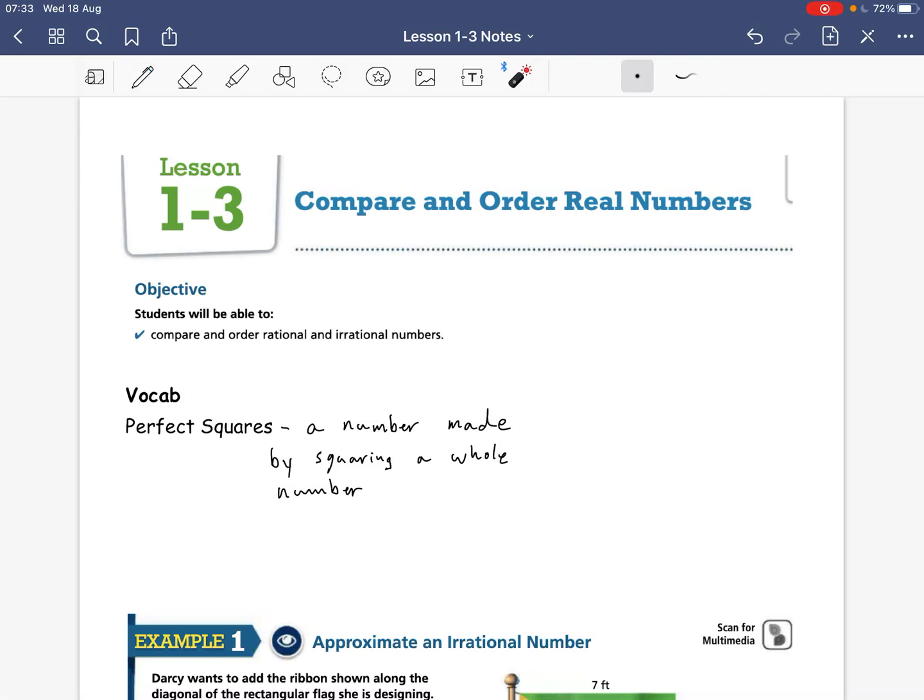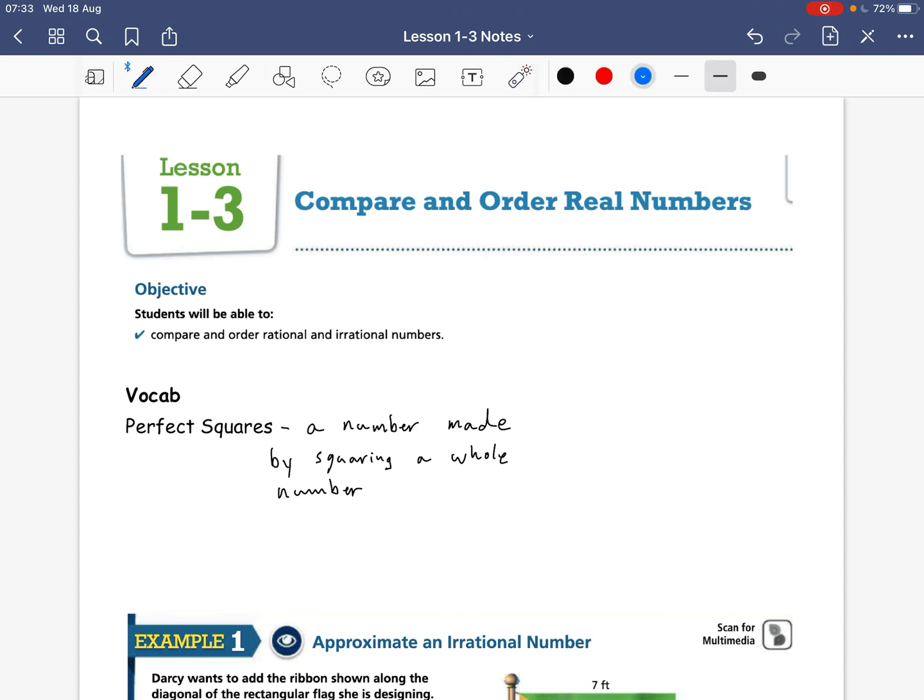All right, hi class. So today we're talking about how to compare and order real numbers. So we're going to be looking at irrational and rational numbers. Please make sure you write down the lesson title and the objectives. So we're comparing those rational numbers and irrational numbers, and we're going to order them.